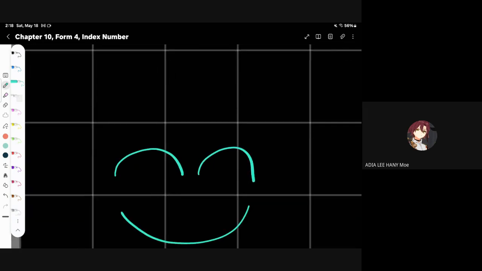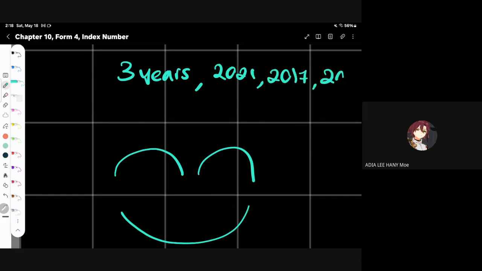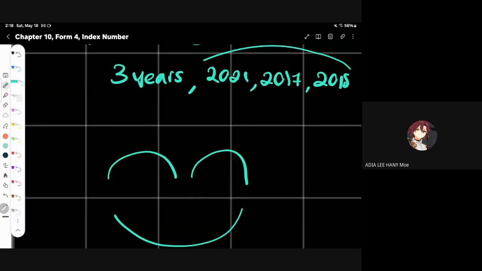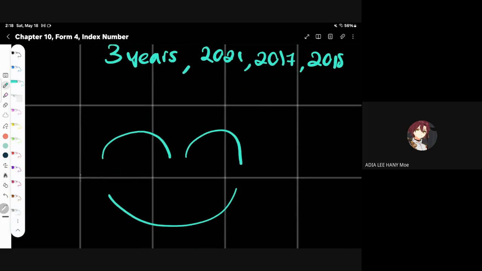So in a question, they mention 3 separate years, for example 2021, 2017, 2018. Then you can use this method. You just have to put the years in order. So this one will be 2017, this one will be 2018, this one will be 2021.